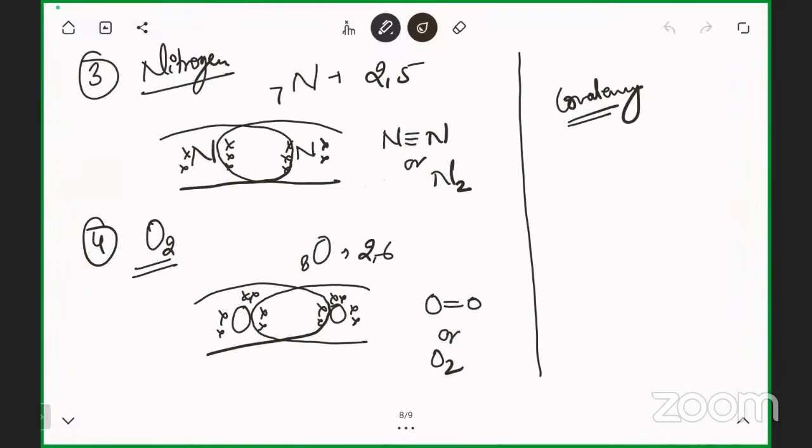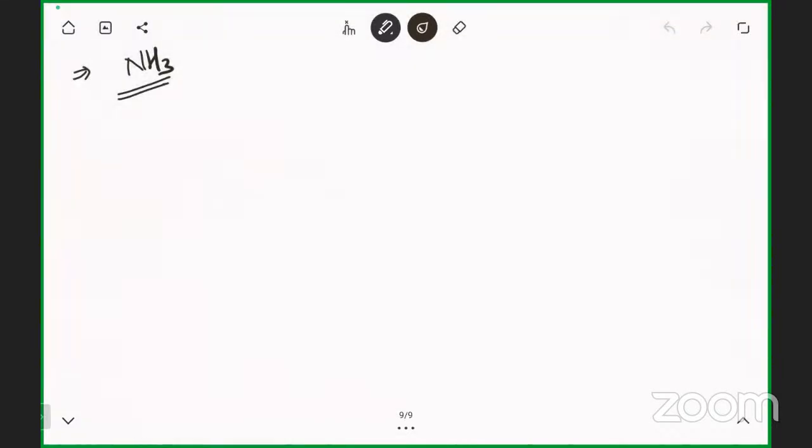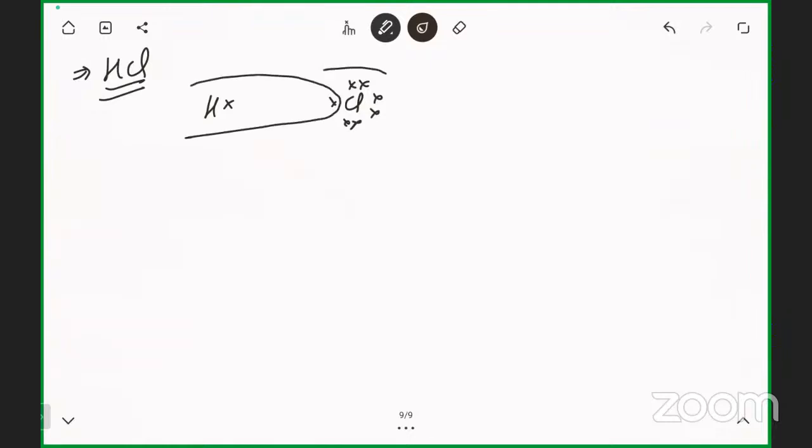I'll take another example of NH3. See, earlier I was doing examples in which both atoms were the same, with equal electronegativities. Okay, before ammonia, I will take the example of HCl. That one is good. Hydrogen has 1 electron in the outermost shell. Chlorine has 7 electrons in the outermost shell. So hydrogen will share 1 electron with chlorine, and chlorine will share 1 electron with hydrogen. So it will be H single bond Cl.